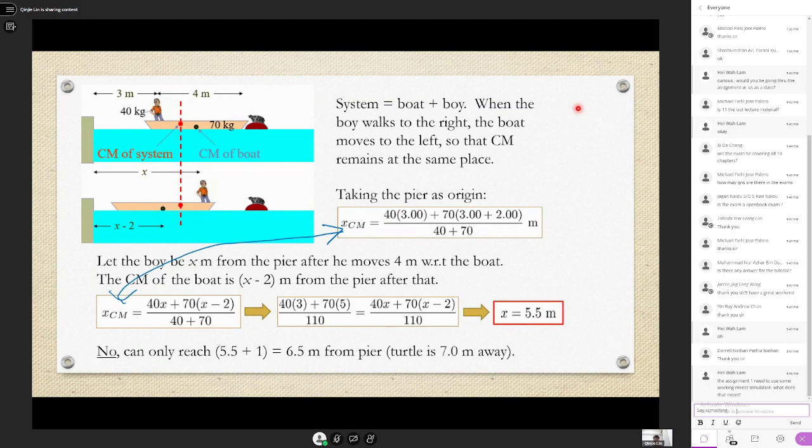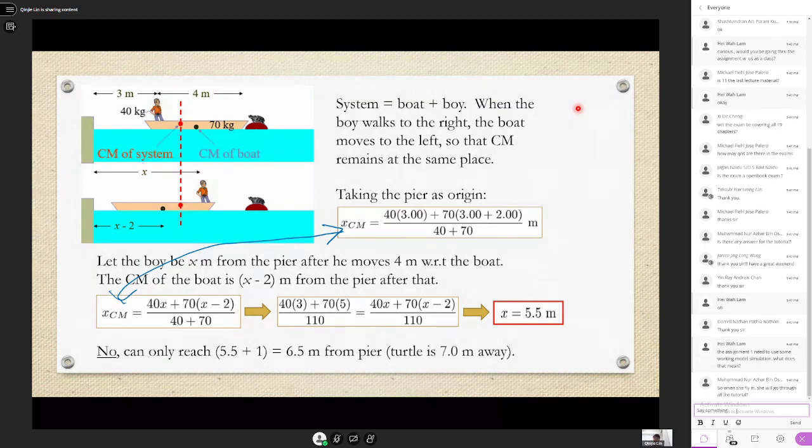Simulation means you have to use some software, then key in the values and let the software compute for you. That is simulation. Analytical means you do working, like what we are doing now, like how we are solving the examples, using equation after equation. This is analytical, which is what you need for the exam. That's why I say just do the analytical part.